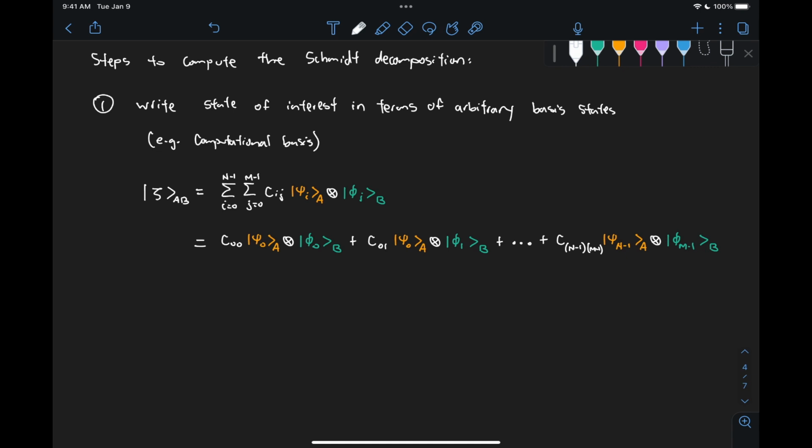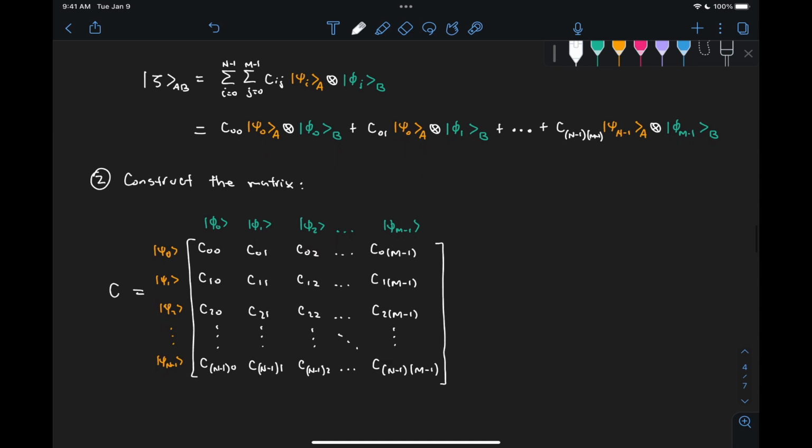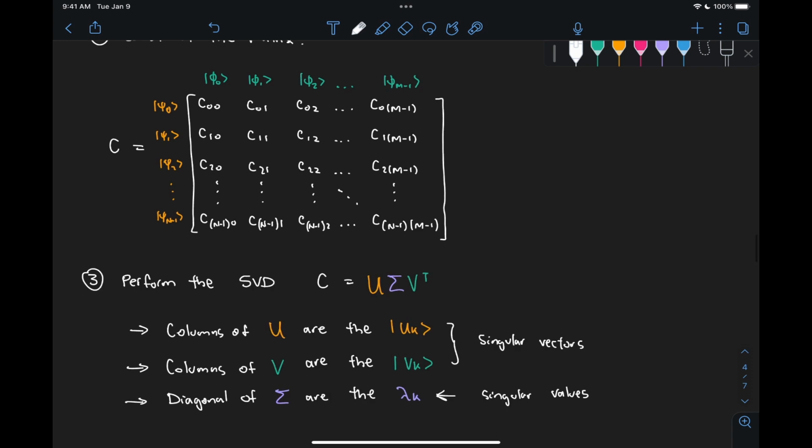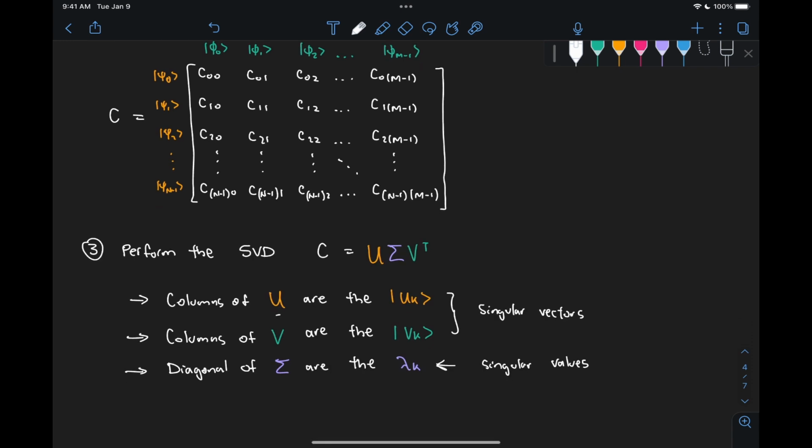So basically, to recap the steps that we need to follow, first thing we do is we write our state in its canonical form, for example, represented in terms of the computational basis for subsystem A and subsystem B. The next step is we construct the matrix where we place all these coefficients as we have described, where columns are associated with subsystem B, rows are associated with subsystem A. Then we perform the SVD, and then the columns of the U matrix that we obtain are our U sub k's, the columns of the matrix V are our V sub k's, and the diagonal elements of our matrix sigma are lambda sub k's, which are our Schmidt coefficients.